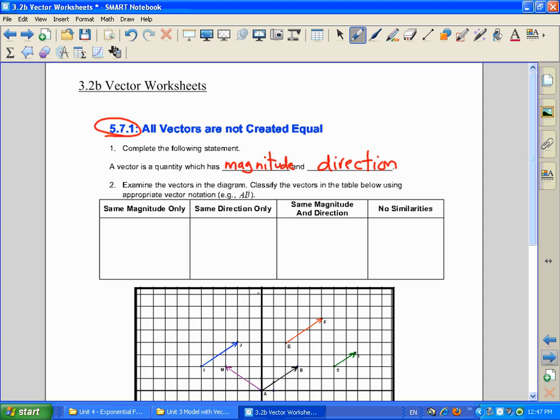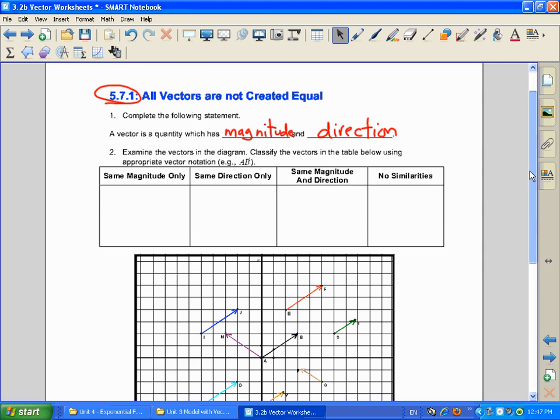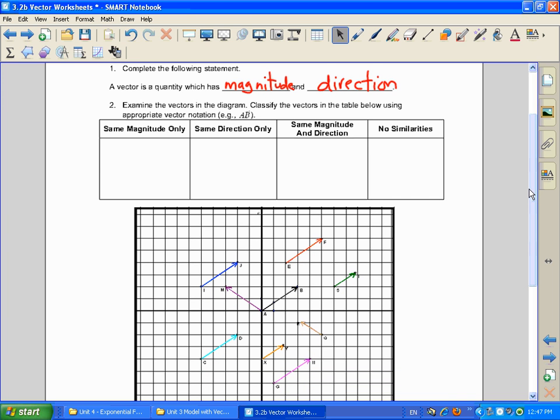All right. Examine the vectors in the diagram. Classify the vectors in the table below with the appropriate vector notation. All right. So first of all, which ones have a magnitude only? Okay. So taking a look, do we have ones that have the same magnitude? Okay. So the same magnitude means they must be going the same amount of spaces.